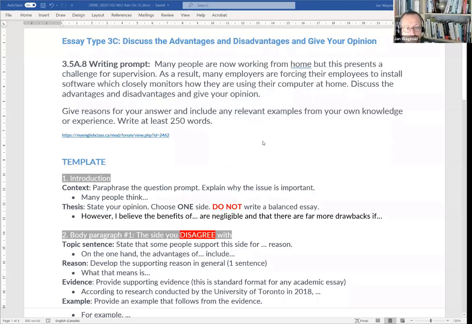All right, so today we're going to talk about essay type 3C. This is discuss the advantages and disadvantages and give your opinion. So unlike the other ones that we looked at, this one requires that you do three things. You have to talk about the advantages, you have to talk about the disadvantages, and you have to give your opinion. Okay, so this is a template that should help you in this respect.